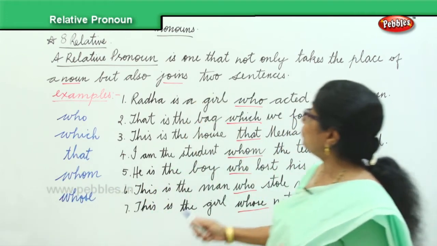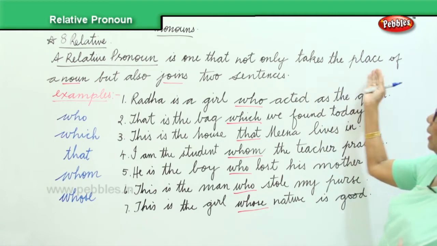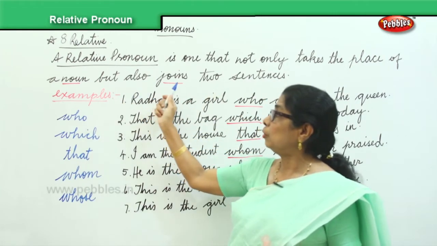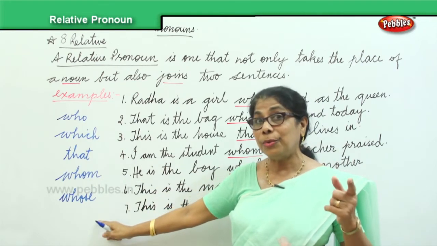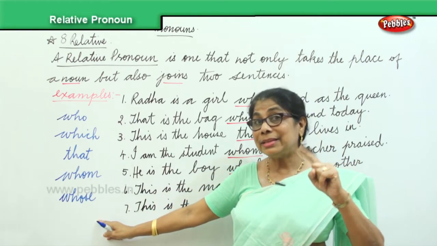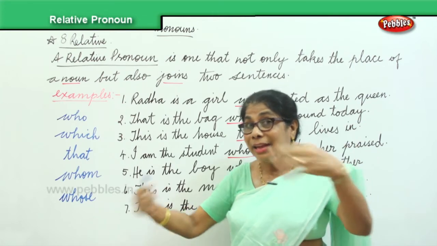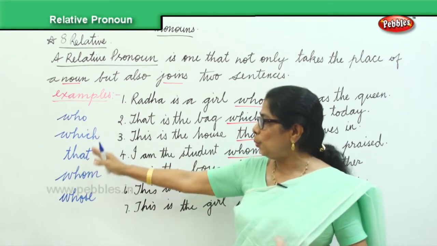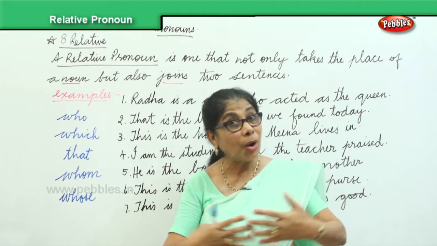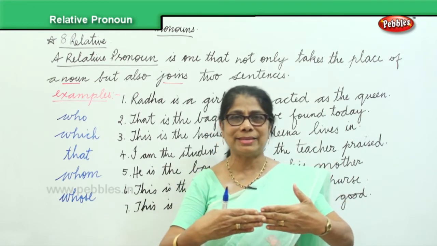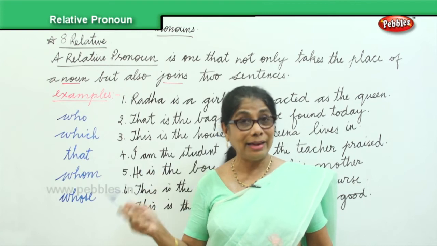Also, a relative pronoun not only takes the place of a noun, but also joins. It is used instead of the noun and joins the two. So who, which, that, whom and whose are used instead of a noun plus joining two sentences. And that is called a relative pronoun.